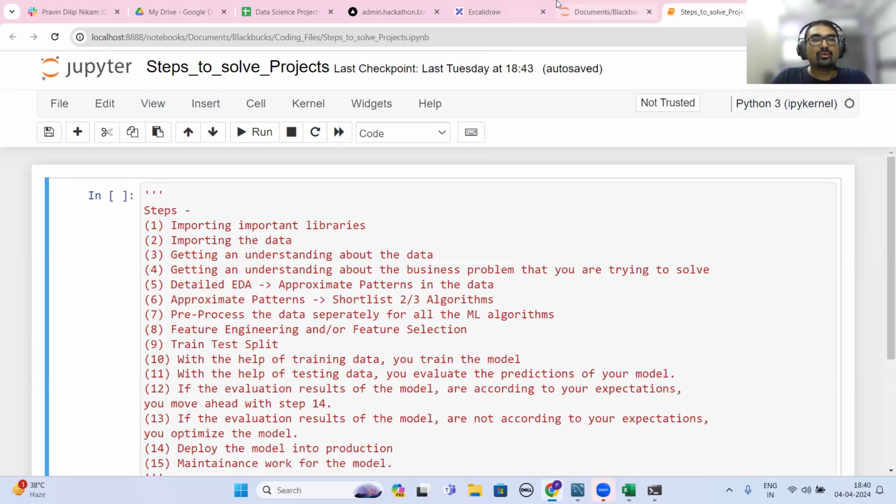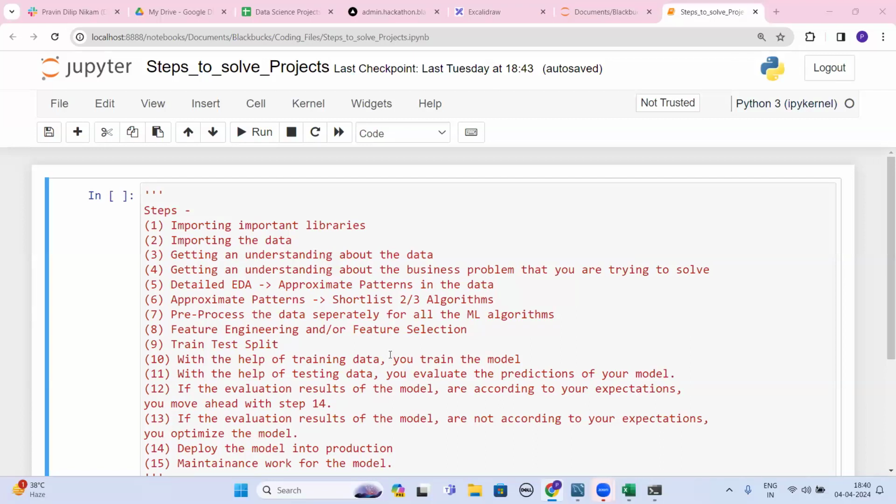So take 2 minutes. What basically happens over here is that you have to import important libraries. You have to get an understanding about the data with which you are working. So importing important libraries, then importing the data, then getting an understanding about the data with which you are working, and getting an understanding about the business problem that you are trying to solve. Then doing a detailed EDA, because the detailed EDA is expected to give you an overview, or an idea about the work that you are expected to complete over here.